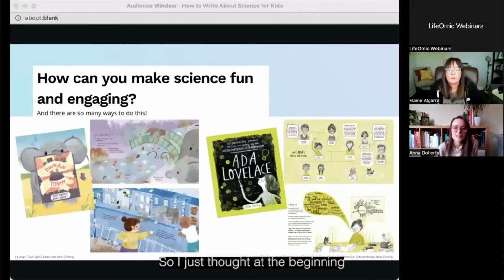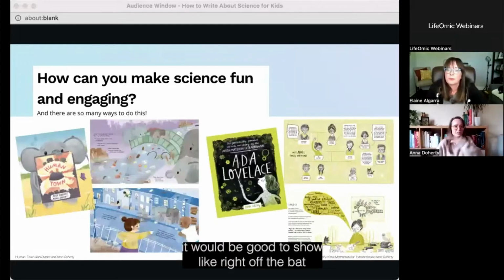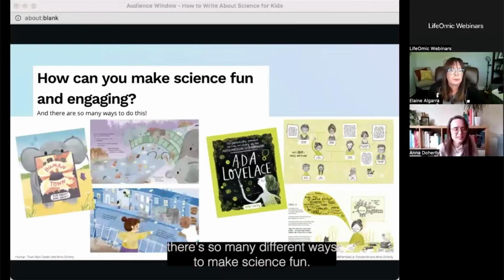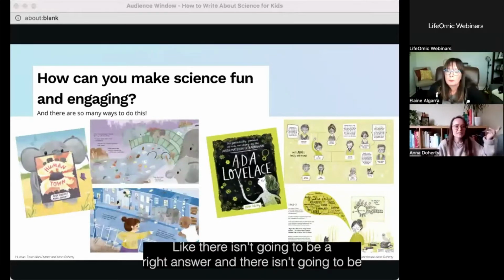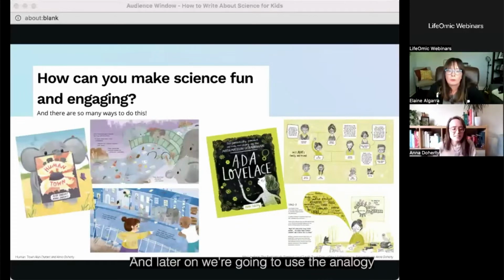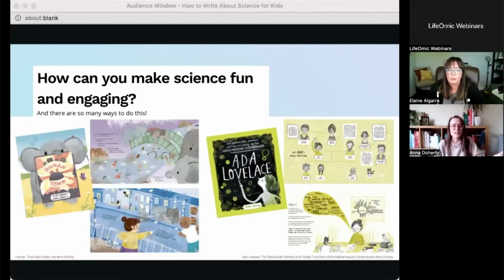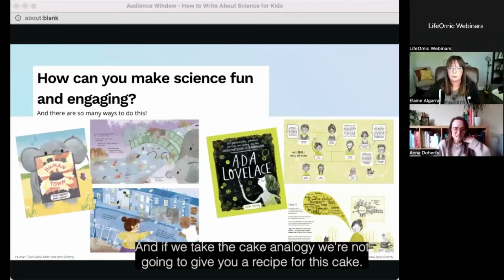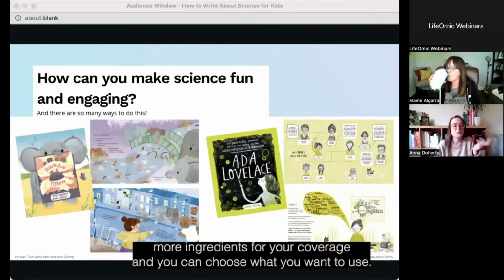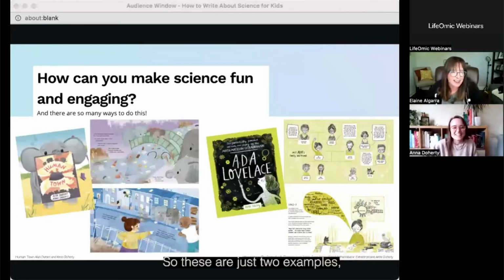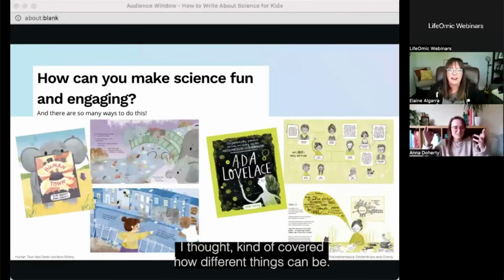So I thought at the beginning it would be good to show right off the bat that there are so many different ways to make science fun. There isn't going to be a right answer and there isn't going to be a wrong answer. Later on, we're going to use the analogy that writing for kids about science is like a cake. And if we take the cake analogy, we're not going to give you a recipe for this cake. We're just going to be giving you more ingredients for your cupboard, and you can choose what you want to use. So these are just two examples that I thought covered how different things can be.